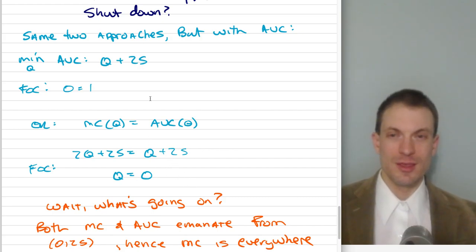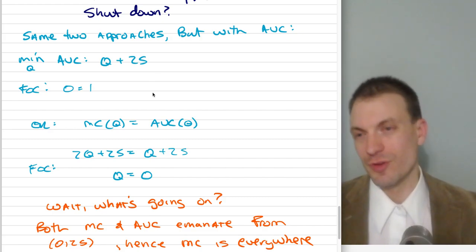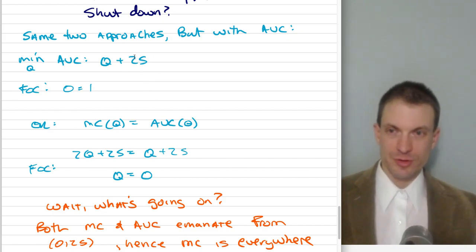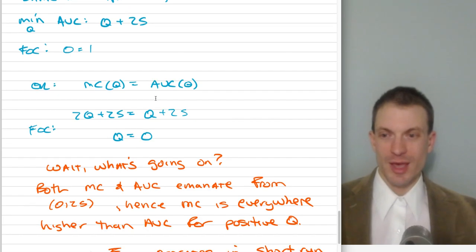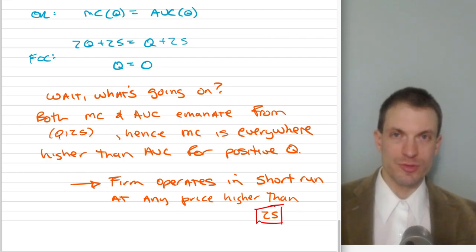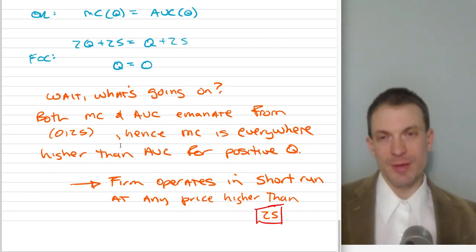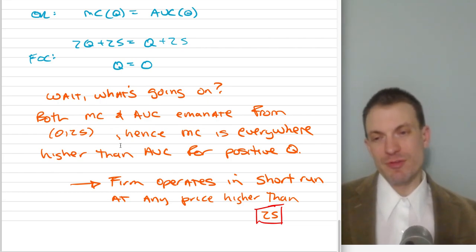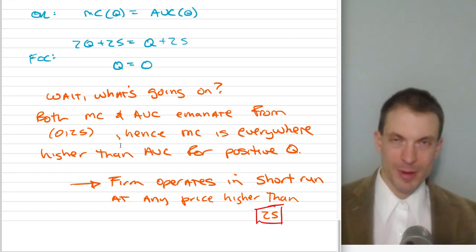So don't feel bad if you didn't catch what I was alluding to before. What's going on here? This is kind of weird. Well, both marginal cost and average variable cost are emanating from the point 0, 25. Since they're both starting at the same vertical intercept, marginal cost is going to be everywhere higher than average variable cost over all positive quantities.